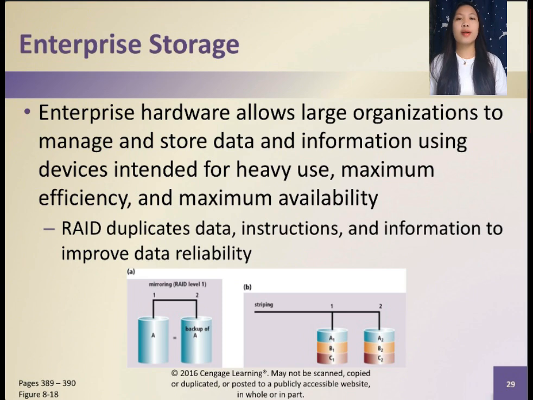Next is enterprise hardware. This involves using specialized hardware designed for large organizations to efficiently manage and store a massive amount of data. RAID, or Redundant Array of Independent Disks, is mentioned as a technology that duplicates data for redundancy and improved availability. The image shows the RAID levels: mirroring, data duplication, and striping, data splitting across multiple disks.